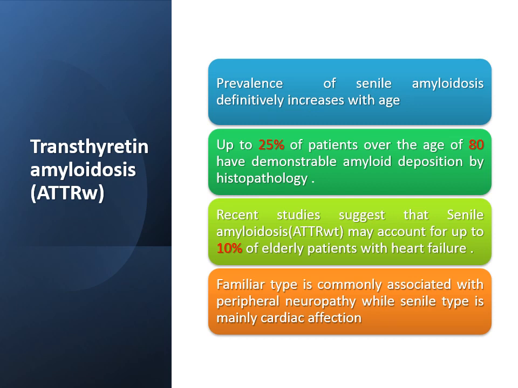What about transthyretin amyloidosis? The prevalence of senile amyloidosis increases with age. Up to 25% of patients over the age of 80 have demonstrable amyloid deposition by histopathology. Recent studies suggest that senile amyloidosis may account for up to 10% of elderly patients with heart failure, while the familial type is commonly associated with peripheral neuropathy. The senile type has mainly cardiac affection.